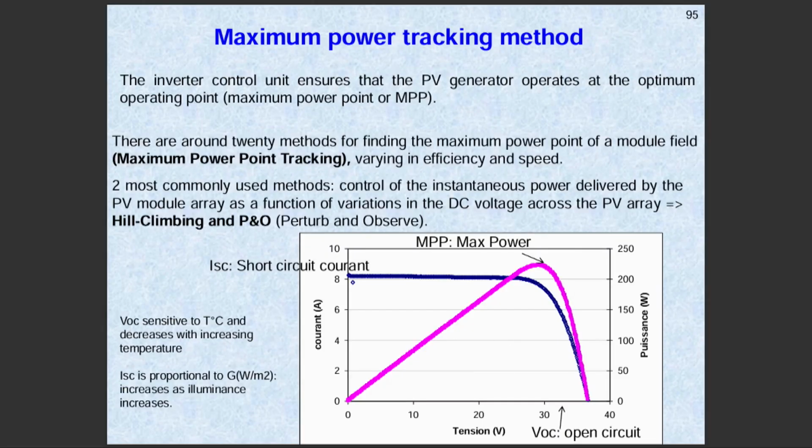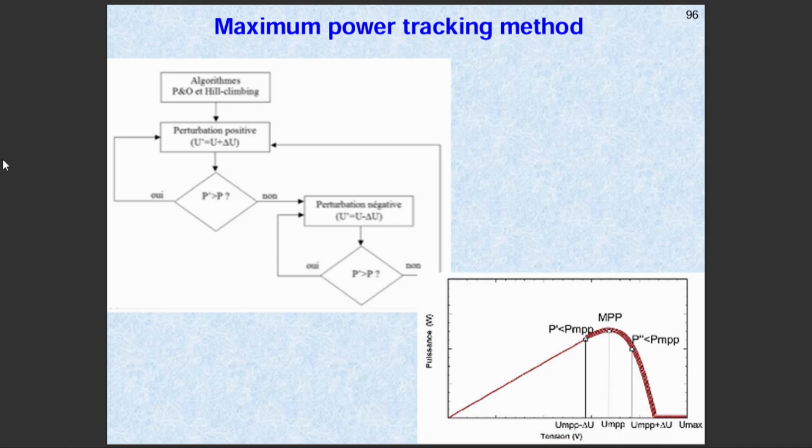Okay. So the algorithm is that you change the voltage a bit and you look at the power. If the power is higher, it's good, so you keep on increasing the voltage until the power is no longer higher. And so you finally find the maximum power. It is this way that the maximum power is identified when the PV central is operating.